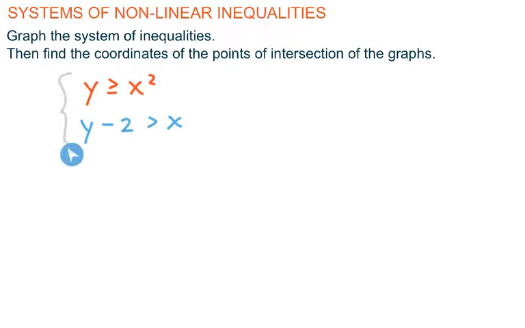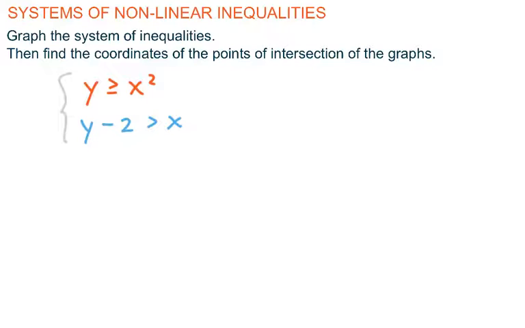So we want to solve this system. We want to graph that in a Cartesian plane, and then we want to find the coordinates, the ordered pairs, for the points of intersection of each of these two graphs. So now a couple of things we want to think about.